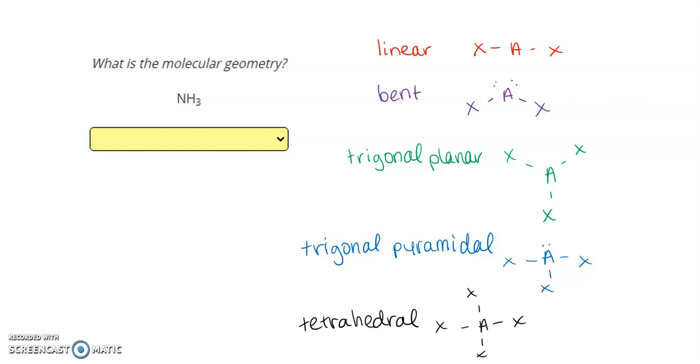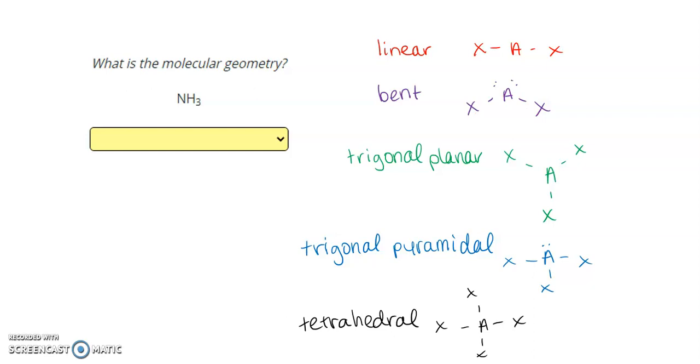Oh, and notice I'm using A and X. Those are placeholder elements. They're not real elements. They're just standing in as an example. Okay, so you can have linear or bent if you have 2 things bonded to the central atom.